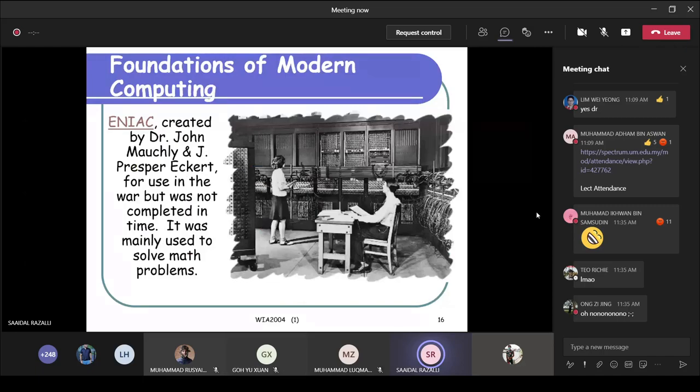So there is also ENIAC, created by Dr. John Mauchly and J. Presper Eckert for use in the war, but it was not completed in time. It was mainly used to solve math problems. Now you have a calculator the size of your palm, or maybe even smaller, to solve complex mathematics, or you use MATLAB or other software. So this is like the old calculator, last time used to solve things like 2 + 3 or 2 × 3, which is more complex, right?